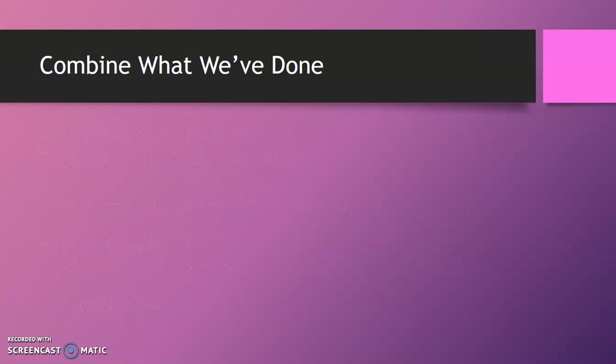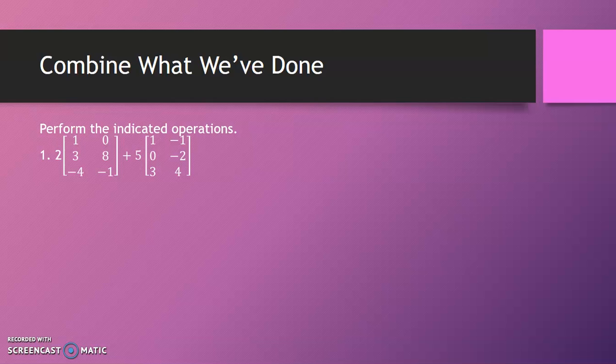So let's look at some examples where we combine the two things that I've shown you in this video. For this example, I not only want to multiply by a scalar, but then I also need to add them. So the first thing that I would suggest that you do is that you multiply the scalar in.